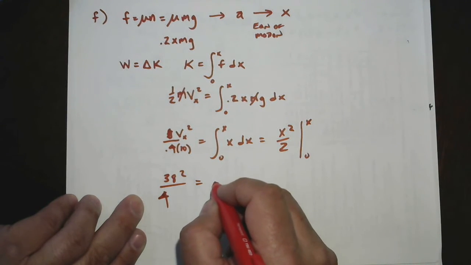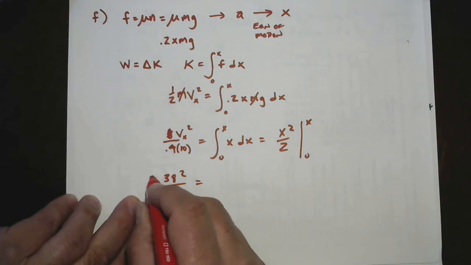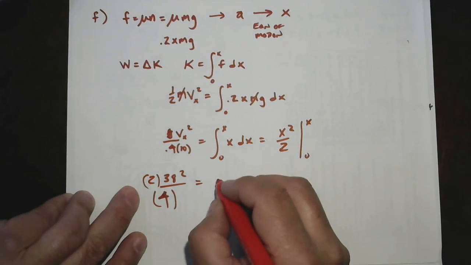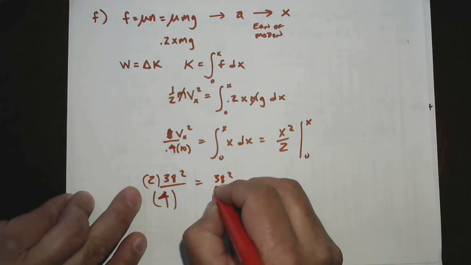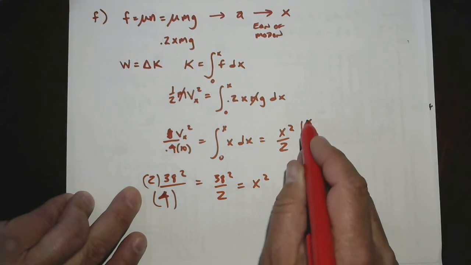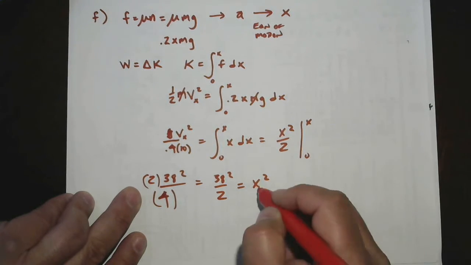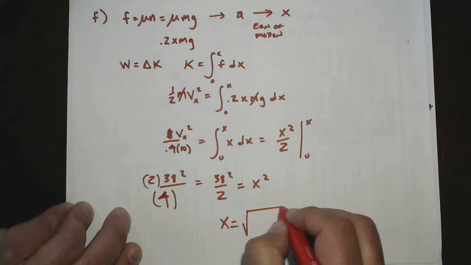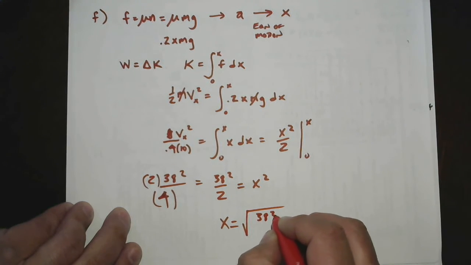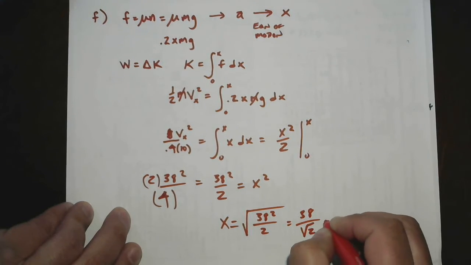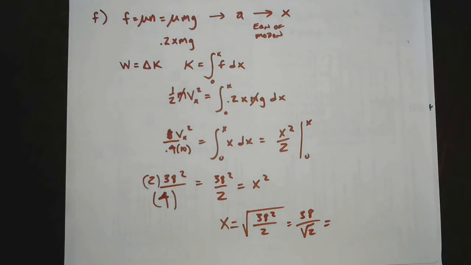Okay, so we need to get this 2 over to this side, so we put a 2 up here. There we go. This is getting to be a little kludgy. Okay, so what is that? That is 38 squared over 2 is going to equal x squared. When you put x in for here, and then you put 0 in from there, you get these limits. So that means that x is going to be the square root of 38 squared divided by 2, or it's going to be 38 divided by root 2.